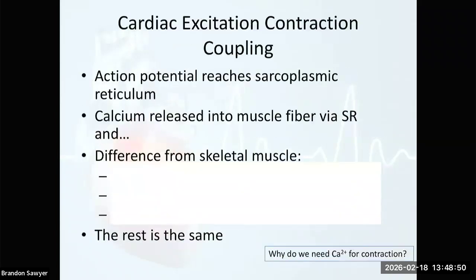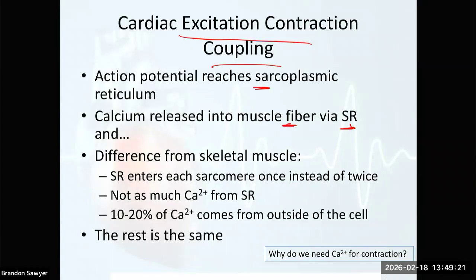Okay, so that gets us to the idea that the way heart muscle cells contract is a little bit different than skeletal muscle cells. When it comes to excitation contraction coupling, that's how we prepare for contraction. That was one of the things we talked about last semester. The action potential gets created on the muscle cell, and then it goes down the T tubules to the sarcoplasmic reticulum. Calcium is released into the muscle fiber via that sarcoplasmic reticulum. Those things are all the same as skeletal muscle, but then the differences are this.